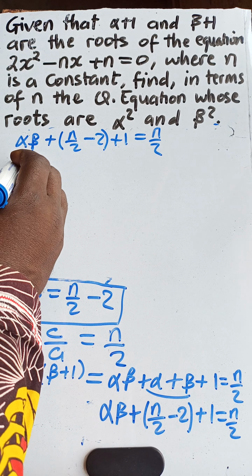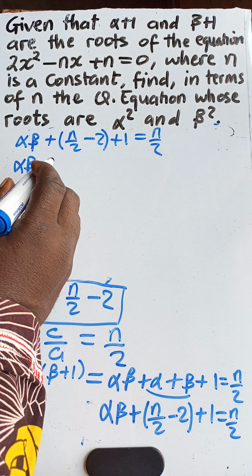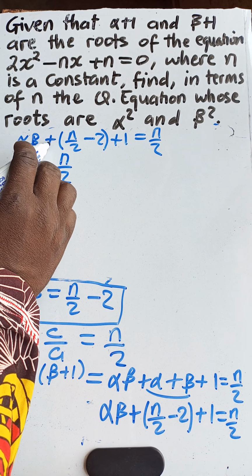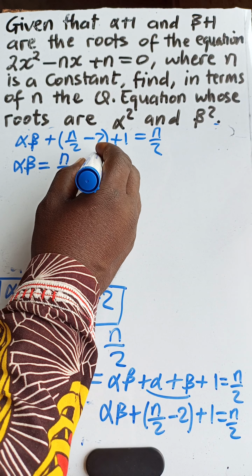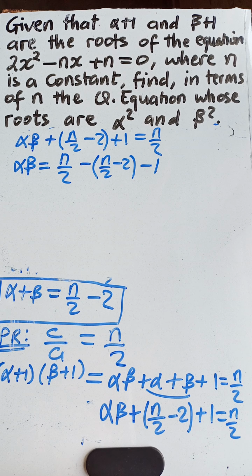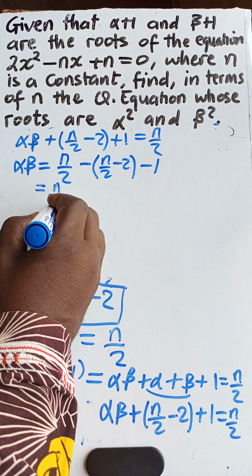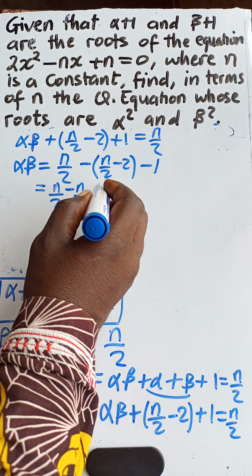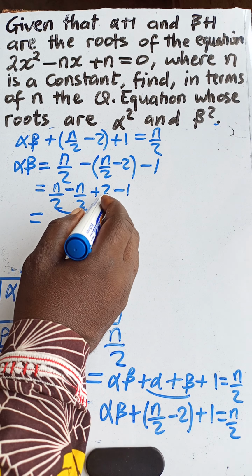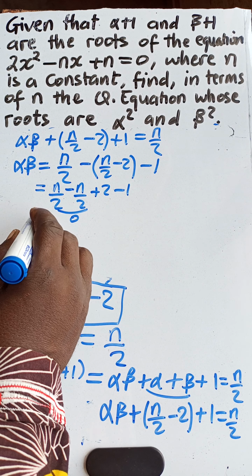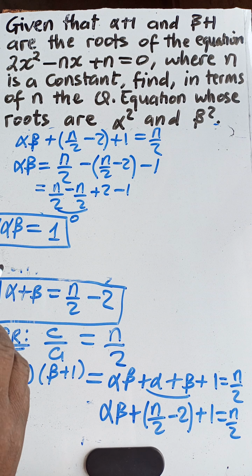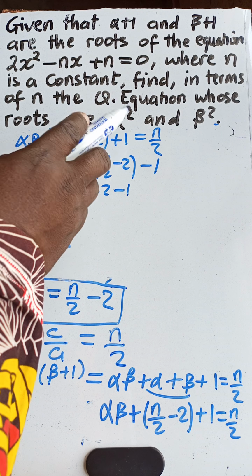We want to get an expression for alpha beta. It simply means we carry every other thing that way. So we have n all over 2, then all of these other ones, since they are all plus, become minus. So it becomes minus n all over 2 minus 2 minus 1, and we carry all of this to the right hand side. Let's open the bracket: n all over 2 minus n all over 2, minus minus becomes plus 2, minus 1. n all over 2 minus n all over 2 is 0, so we have 2 minus 1, which is 1. So alpha beta is 1. This is also going to be needed in the second part of the question.